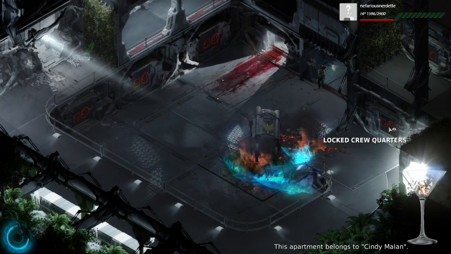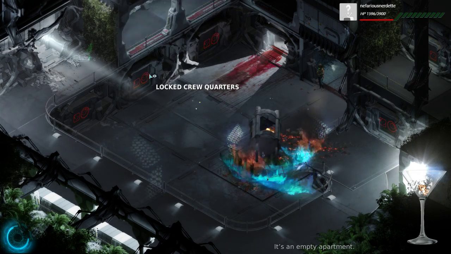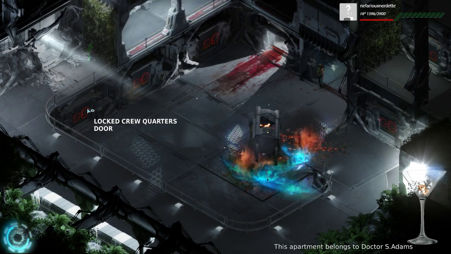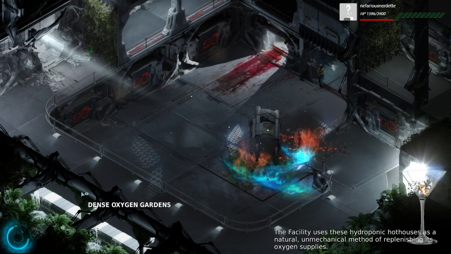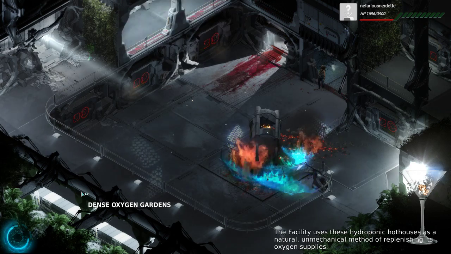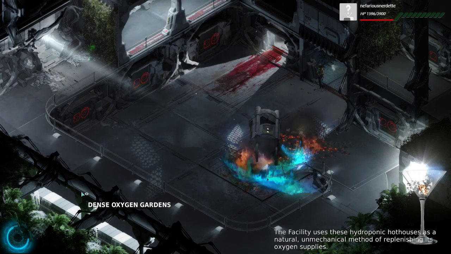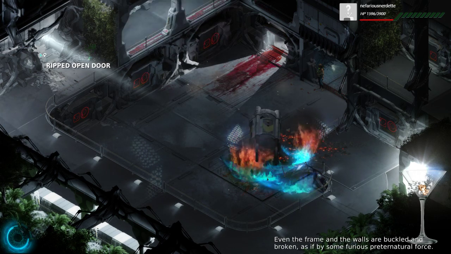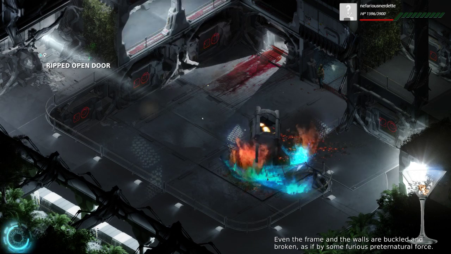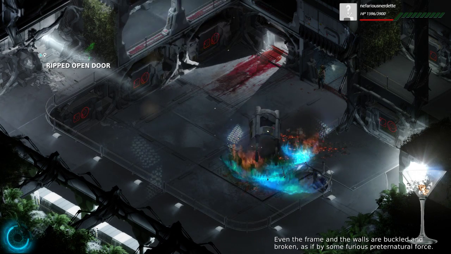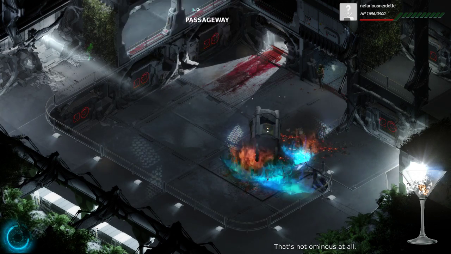Locked crew quarters. Cindy Milan. Awesome. Danny Boland. It's an empty apartment. Dr. S. Adams. Alright. Dense oxygen gardens. Facility uses these hydroponic hothouses as a natural, unmechanical method of replenishing its oxygen supplies. Alright. Ripped open door. Even the frame and the walls are buckled and broken as by some furious preternatural force. Well, shit. Passageway. It's not ominous at all. Oh, good.